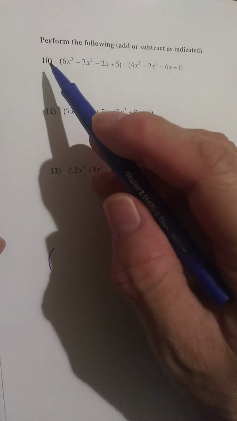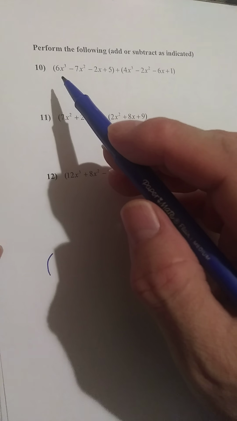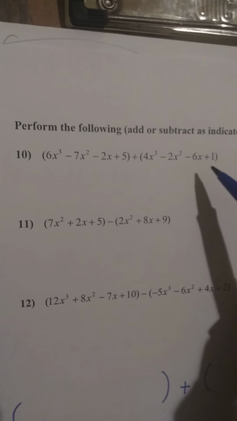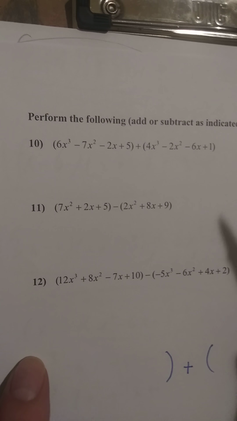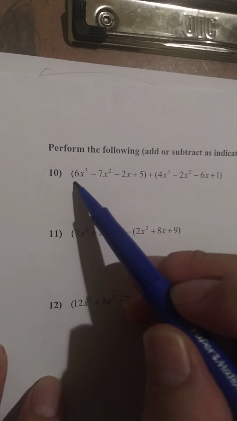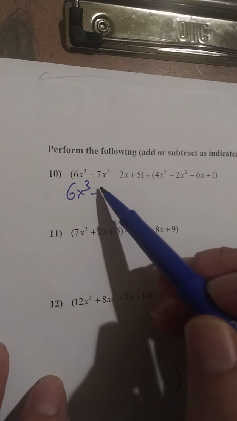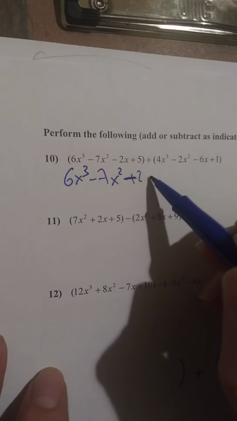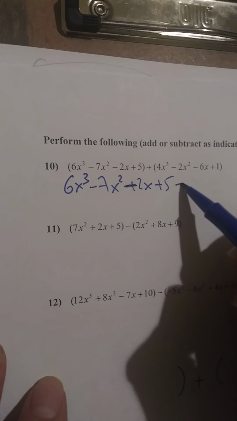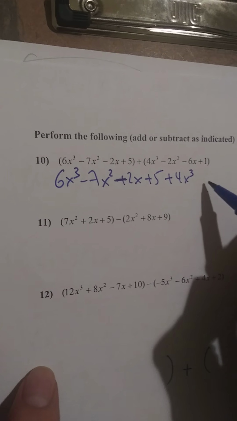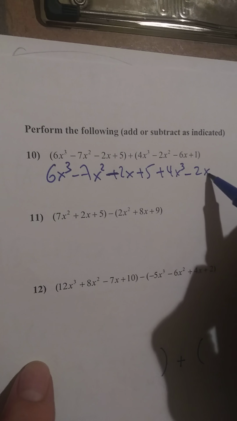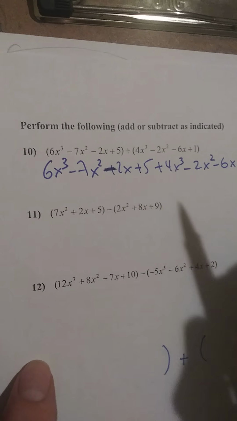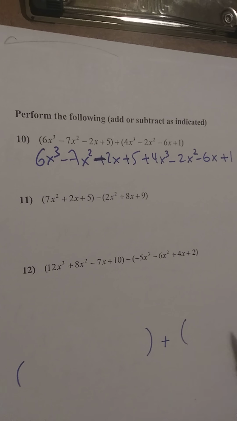Okay, in this example here, we have a plus between the parentheses, so we can just remove them. And then when we remove them, we're going to end up with 6x cubed minus 7x squared plus or minus 2x plus 5 plus 4x cubed minus 2x squared minus 6x plus 1. That's minus 2x. Next, we need to combine like terms.